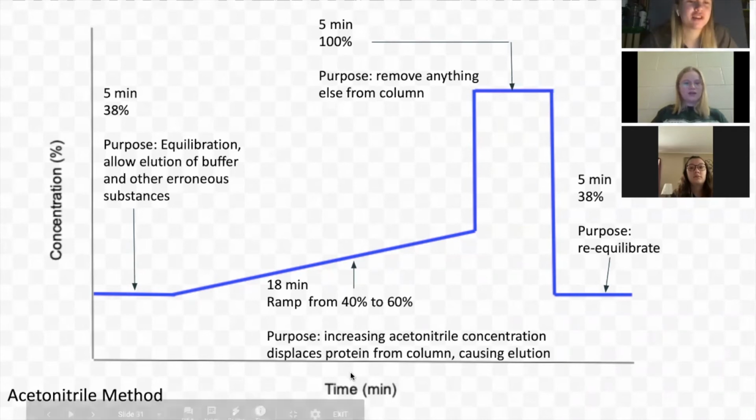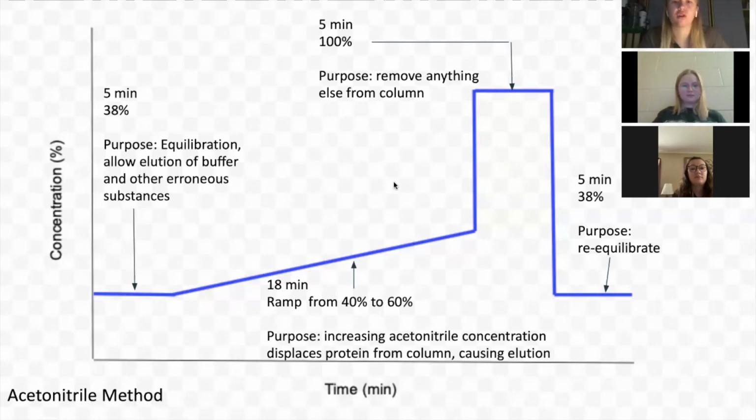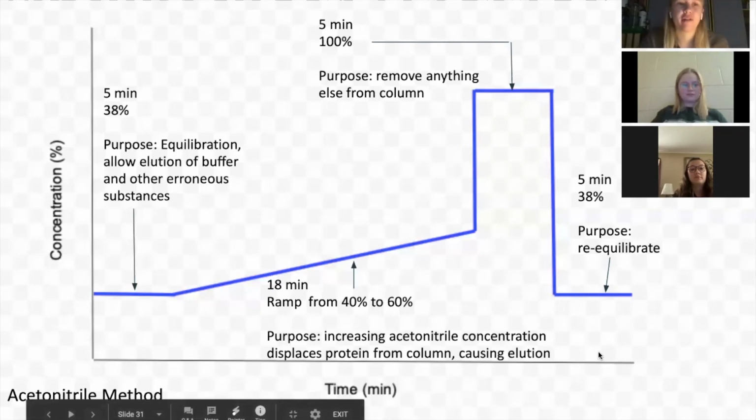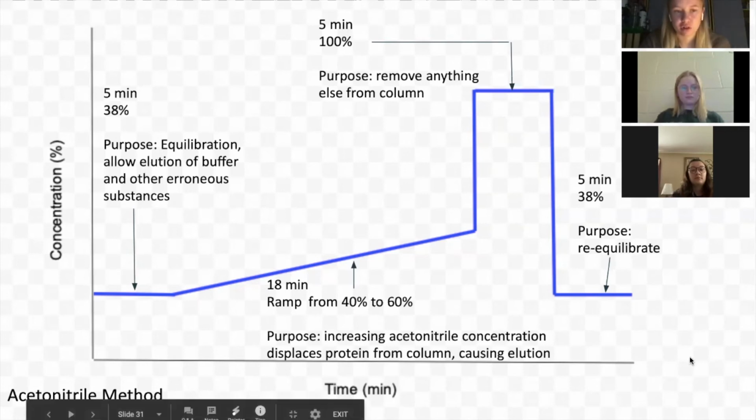I can do it. So this is our method for all of our proteins. So you can sort of see the amount of solvents, the concentration over time. So for 5 minutes, there's 38% acetonitrile. The purpose of this is to equilibrate and allow elution of buffer and other unwanted substances.